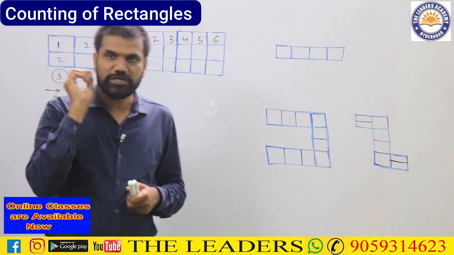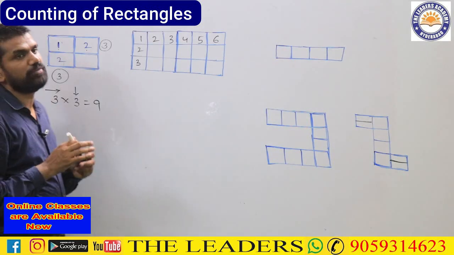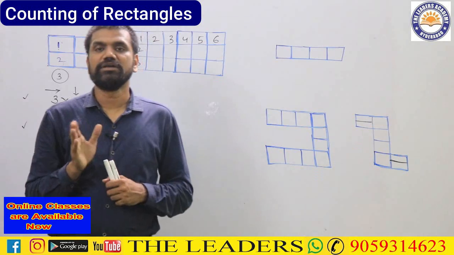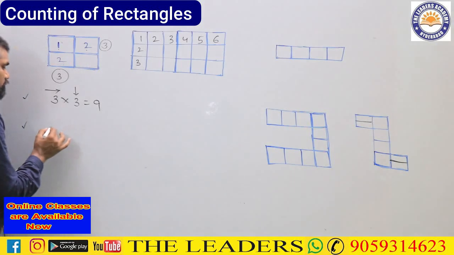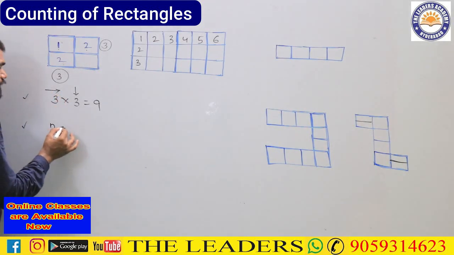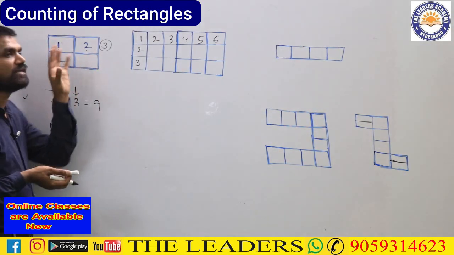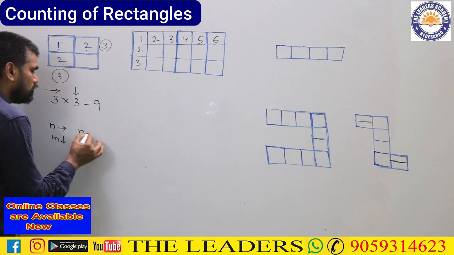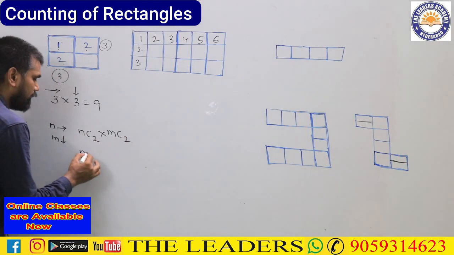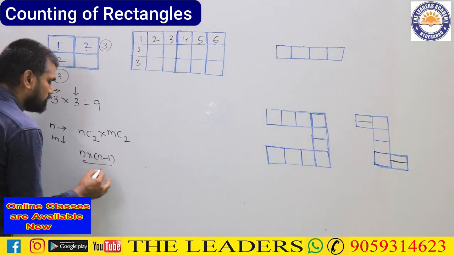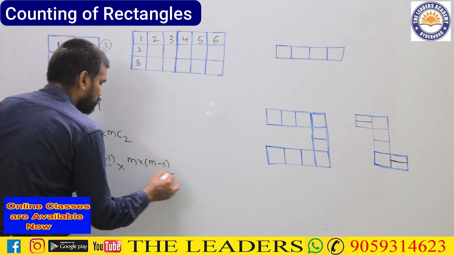So I'll tell you how that shortcut has come as well. The shortcut has been derived by using a method called permutations and combinations. Whenever you are having n horizontal lines and m vertical lines, the total number of rectangles that can be formed in that particular grid is given by NC2 into MC2. NC2 is nothing but n into n minus 1 by 2. Similarly, MC2 is nothing but m into m minus 1 by 2.